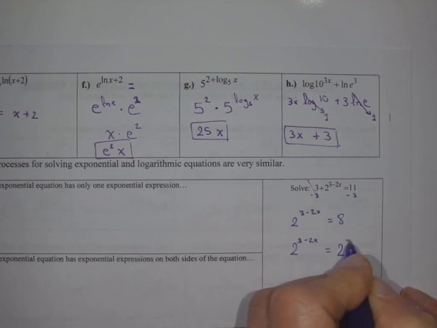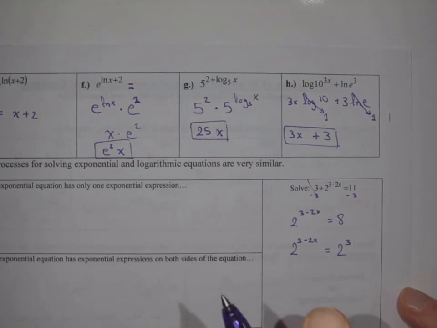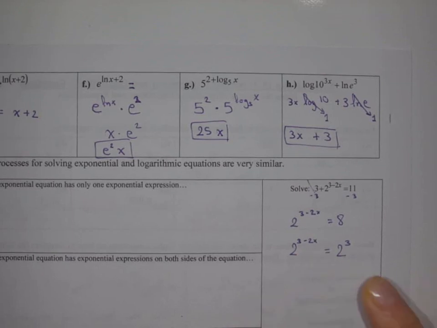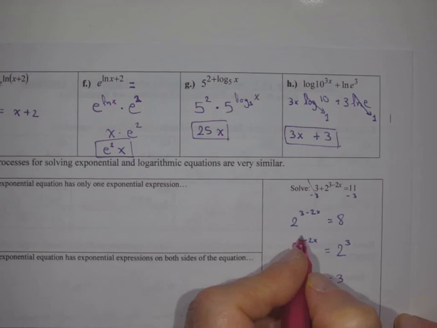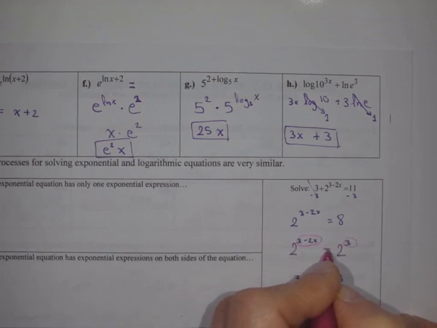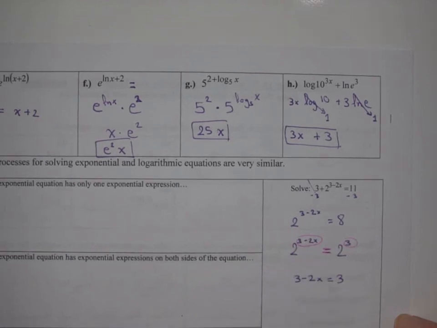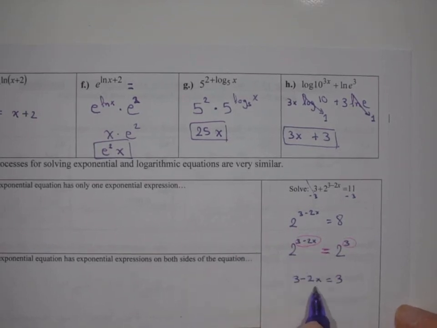8 is 2 cubed, right? And now I have a base 2 and a base 2. So I can say, therefore, those exponents are equal. 3 minus 2x equals 3, right? I have a base 2 and a base 2, so those exponents have to be equal because that's equal right there. So you can put them equal to each other and then just solve for x. So we're going to subtract 3, so I have a negative 2x equals 0, and then x equals 0.